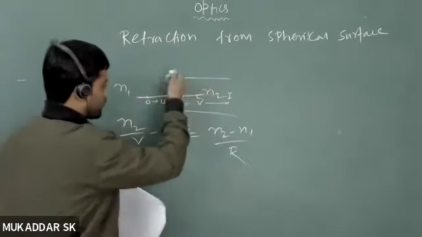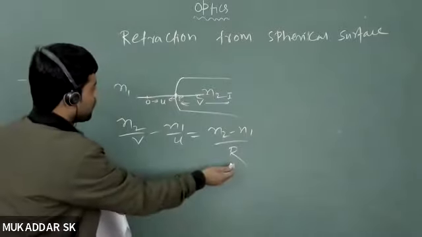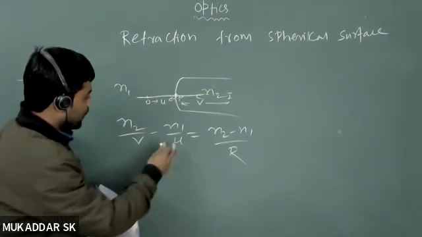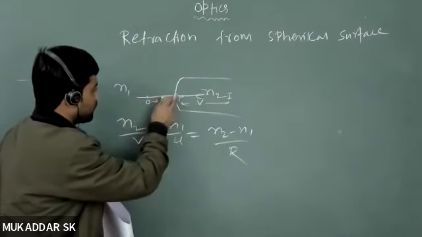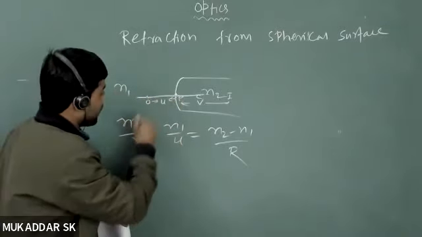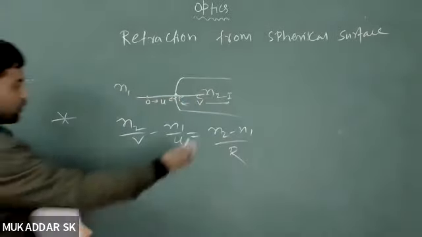You have two mediums separated by a spherical surface. The radius of curvature of the spherical surface is r. The refractive indices of the two mediums are n1 and n2. And u is basically the distance of the object from the pole. So you have an object here, the distance from the pole to the object is u, and v is the distance of the image from the pole. So here to here. And n2, n1 you know.